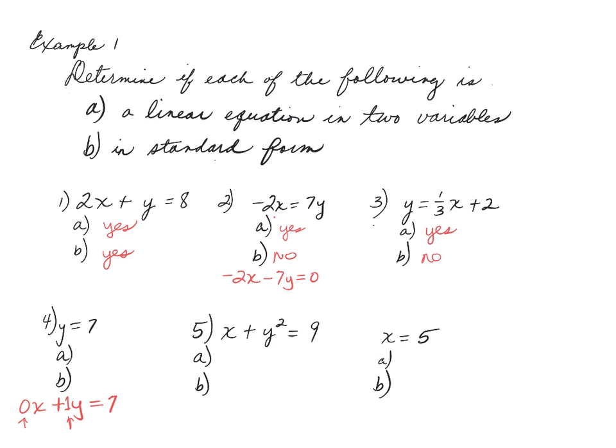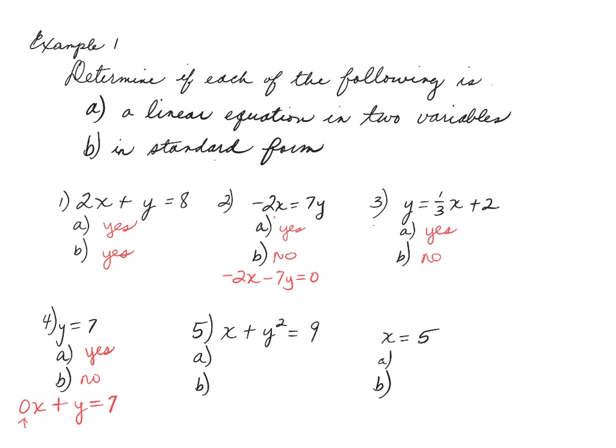Right? So it can be written in standard form, which means that it is a linear equation in two variables. It's just that the x value has been removed because of its coefficient being a 0. Be very careful with these. So it is a linear equation. And is it in standard form? Well, no, because we don't write the 0x term.